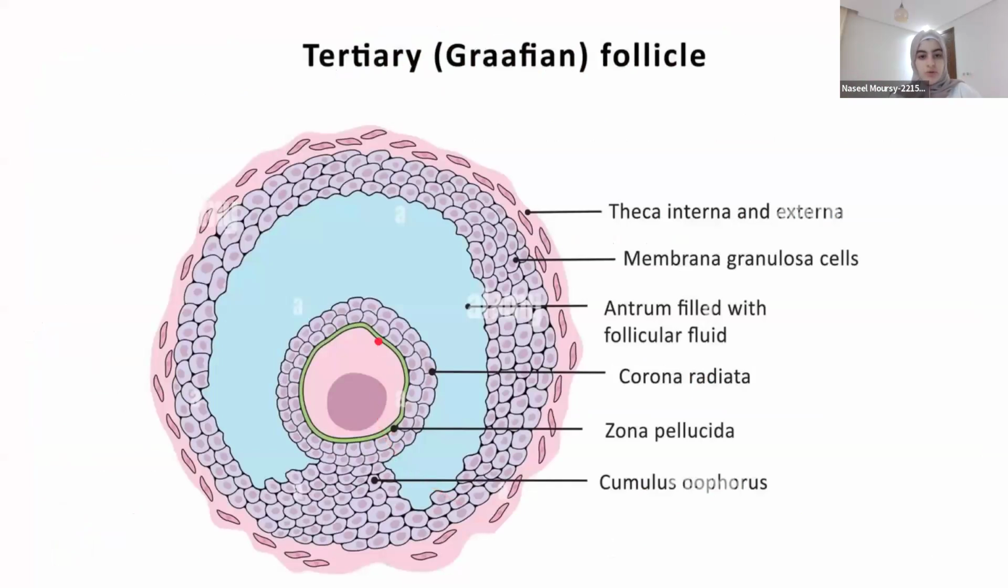So again, here I just want to show you guys the two populations of the granulosa cells. We have the mural one. So the mural granulosa cells are the ones that are highly steroidogenic, and they form the corpus luteum after ovulation. And then we have the one right beside the oocytes, which is the corona radiata. This is the one that goes out with it at ovulation.